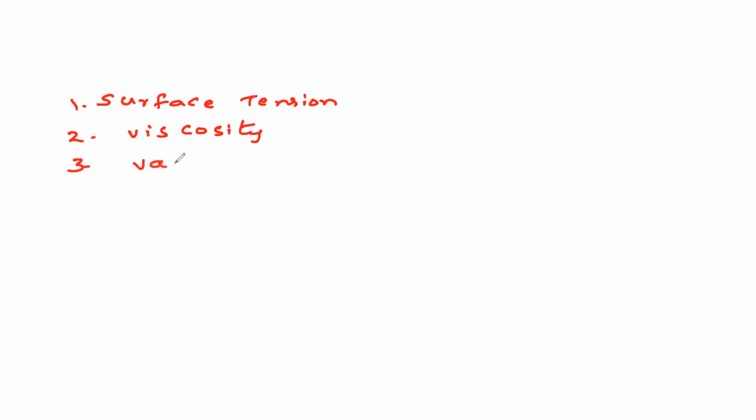With this we have completed the liquid state. Now we are going to discuss the summary of the chapter. In the liquid state we have only four topics: first, surface tension; second, viscosity; and third, vapor pressure and the factors affecting them. So, what happens to surface tension with an increase in temperature?